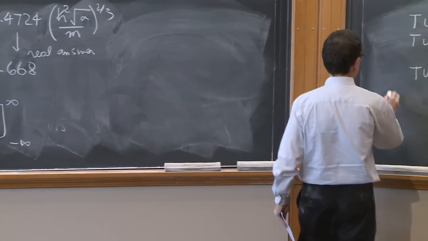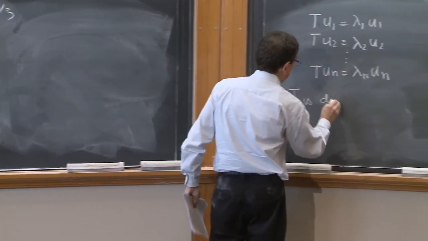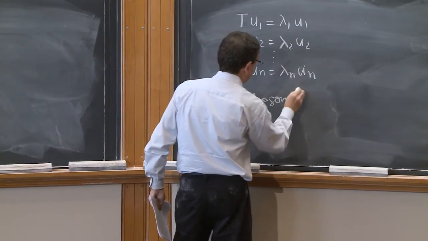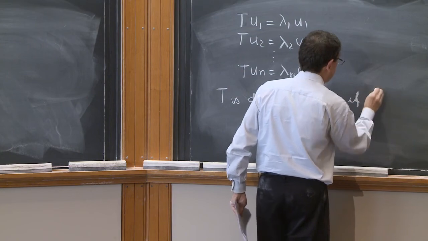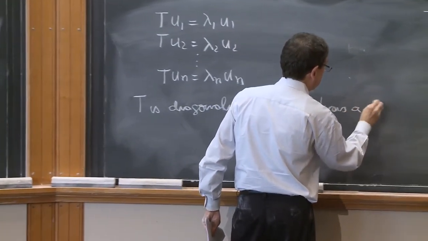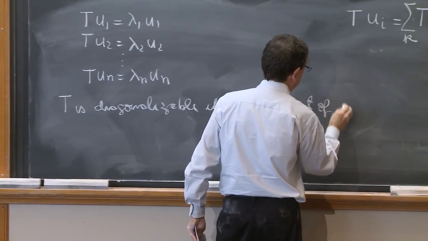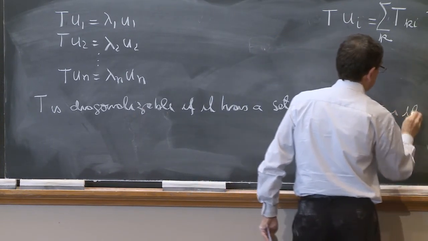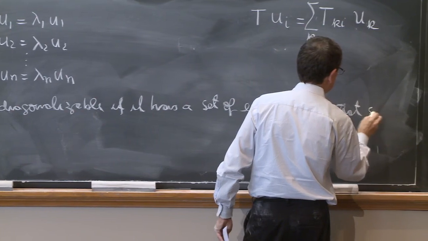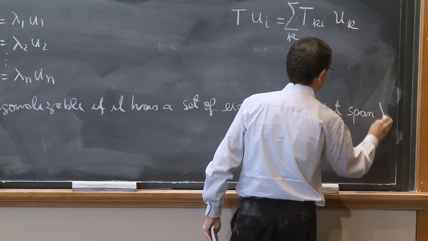An operator T is diagonalizable if it has a set of eigenvectors that span the space V.